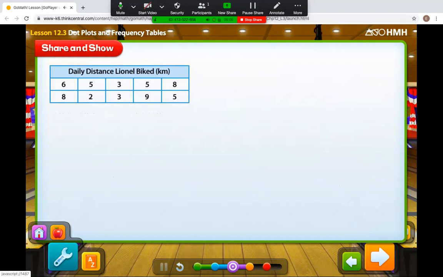So this is the data we have. Based on this data, let's recall what we need to do. As per the question given, we need first to draw a dot plot. In order to draw this dot plot, we need to make sure that the scale we're going to put covers all the numbers. Since I have number 2, the least, and number 9, I may have a scale from 0 to 10.